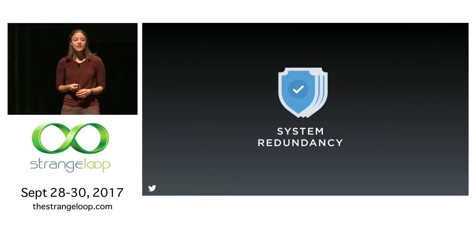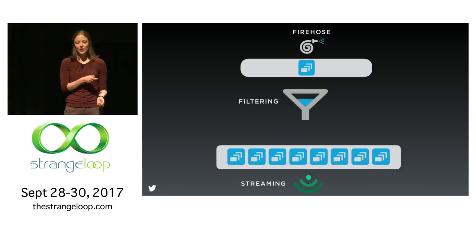Okay, so we also use system redundancy to deal with failures. Obviously, it'd be great if things always went perfect in production, but sometimes things go wrong. So we have redundancy in order to deal with those failures. Okay, so I'm going to talk a little bit about the filtering layer.